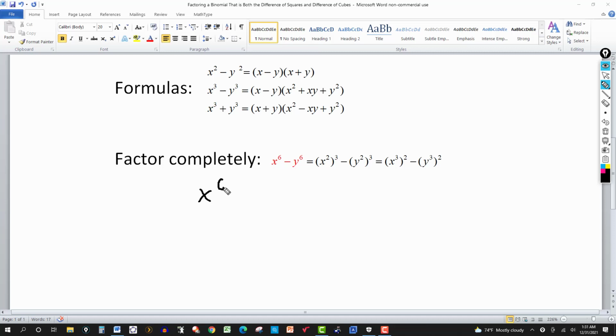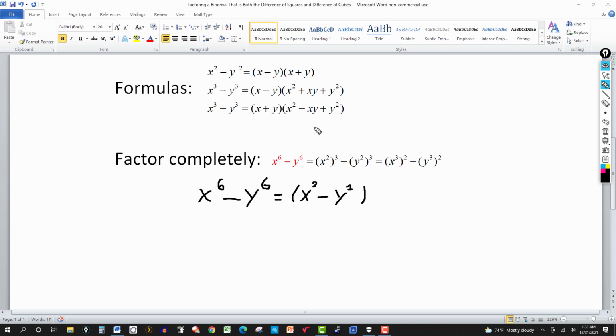x to the 6 minus y to the 6. And look at that as a difference of cubes. And let's see what we have here. For the difference of cubes, the first factor is the difference of the cube roots. So the cube root of x to the 6 is x squared. The cube root of y to the 6 is y squared. That's your first factor, from the middle formula up here.